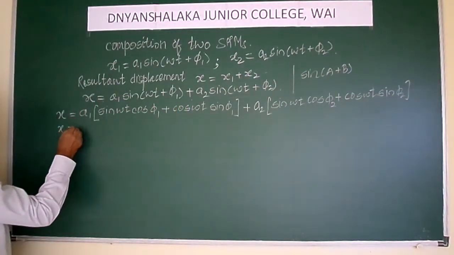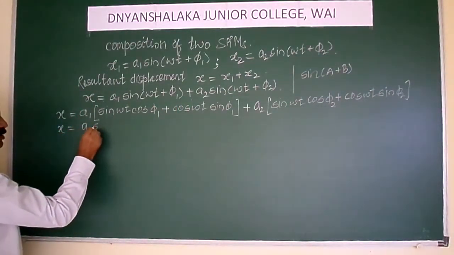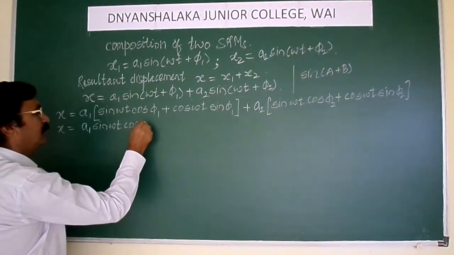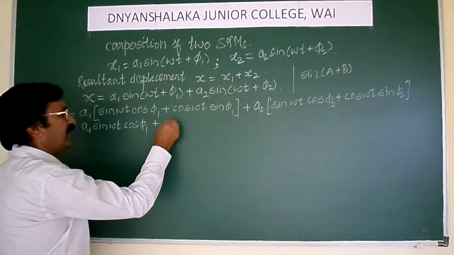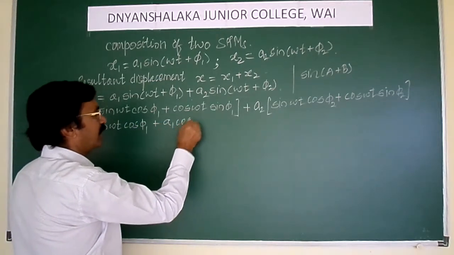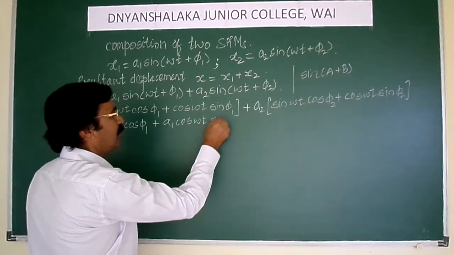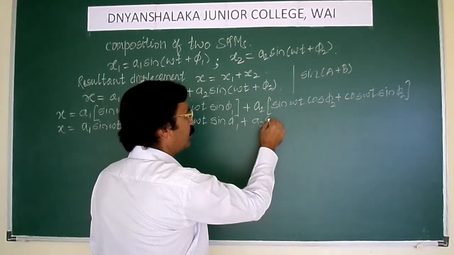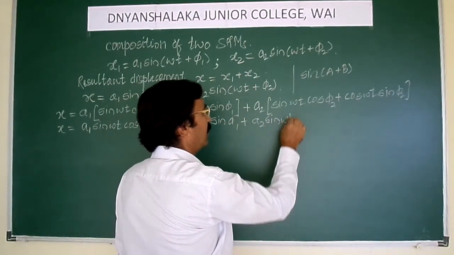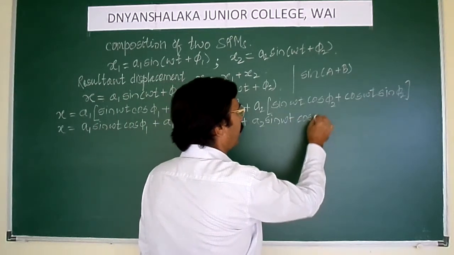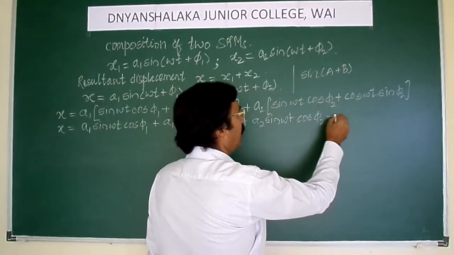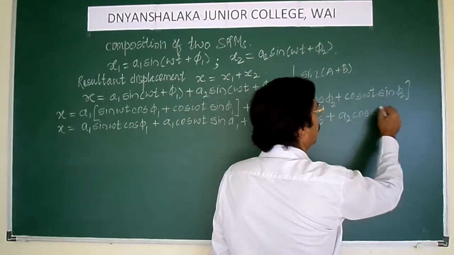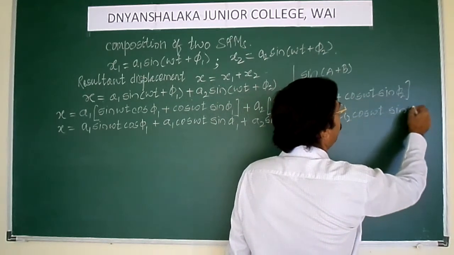So this can be written as A1 sin ωt cos φ1 + A1 cos ωt sin φ1 + A2 sin ωt cos φ2 + A2 cos ωt sin φ2.